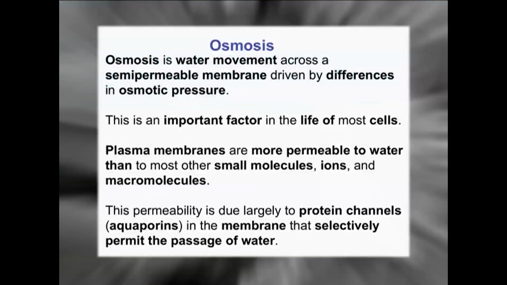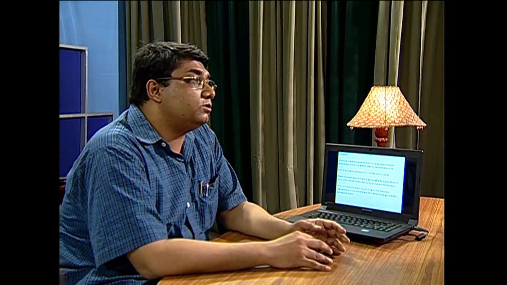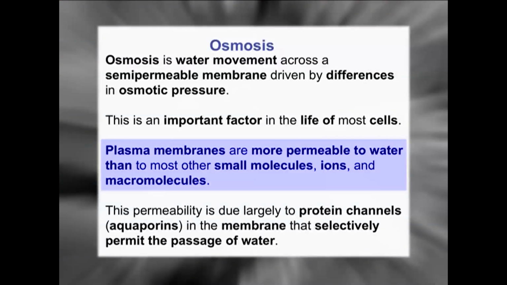So, osmosis, that is the movement of water across a semi-permeable membrane driven by osmotic pressure, that is the difference of osmotic pressure between the two solutions across the semi-permeable membrane, is one of the most important factors of the cellular properties. That means plasma membrane, there is a biological membrane.